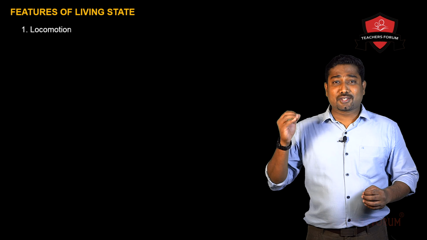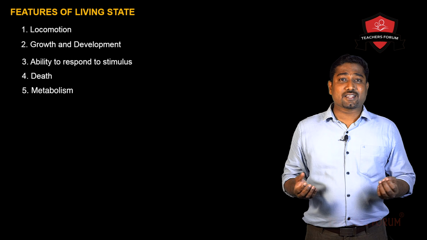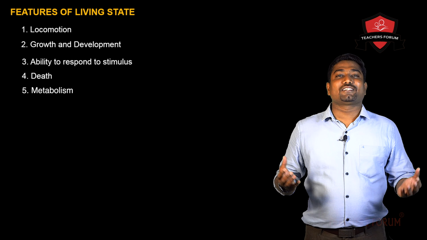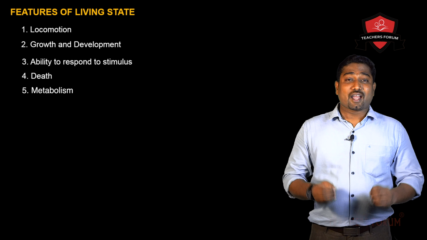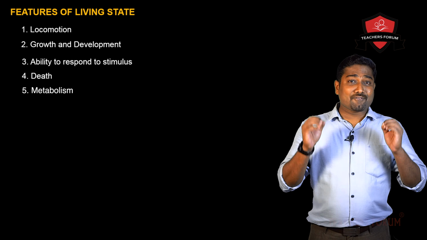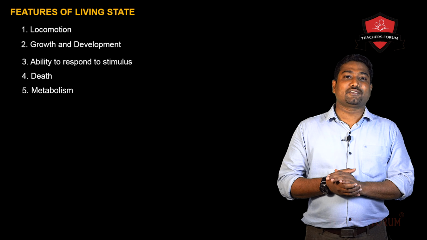Well, there are many other features of the living state. We'll have a quick glance at these features of the living state. As I told you, the first feature is locomotion. For locomotion or movement, an organism requires energy. How are they going to get the energy? From the food and the oxygen they respire. In the same way, every organism has the ability for growth and development. The growth and development of different organisms are in fact different.